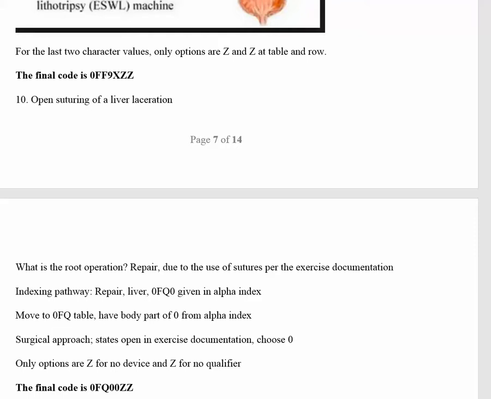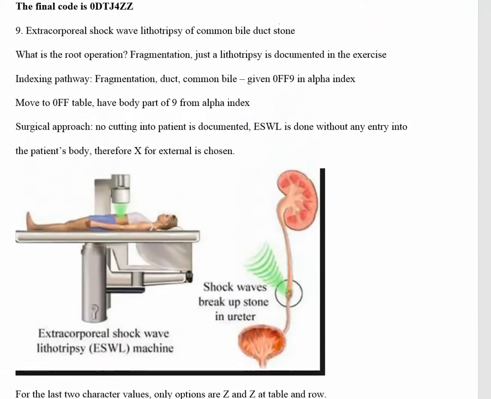Then you want to choose your surgical approach. It's noted in the clinical information as open, which means they cut into the patient. So we're going to choose 0 for that surgical approach. And then at that table and at that row, you only have Z's given to you for device and for qualifier. So you end up with a code of 0FQ00ZZ.